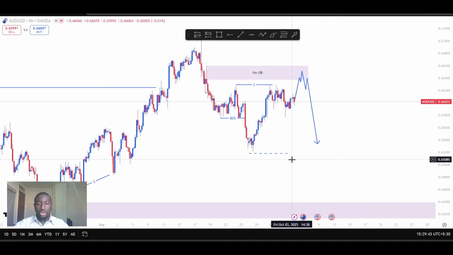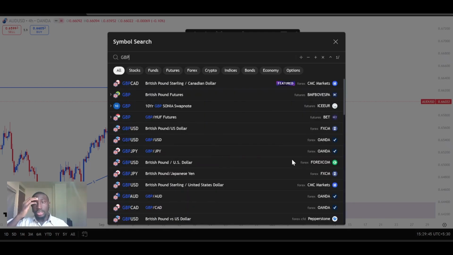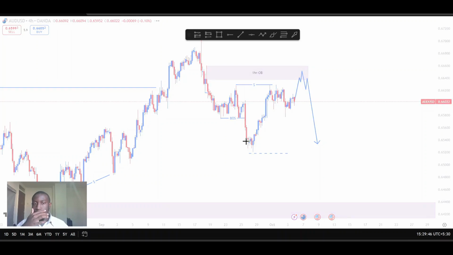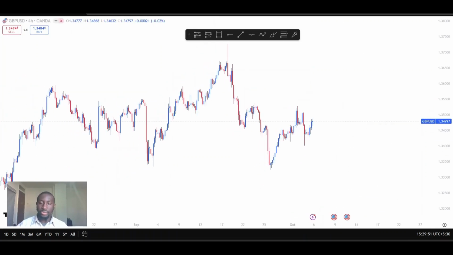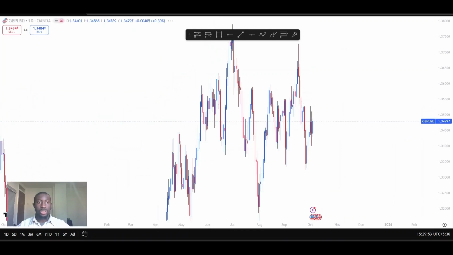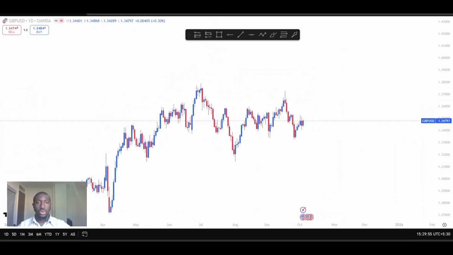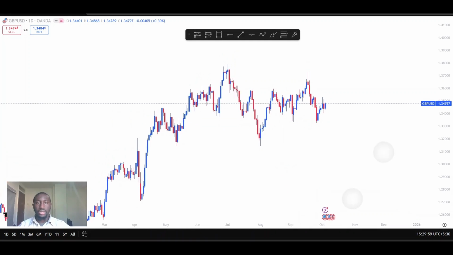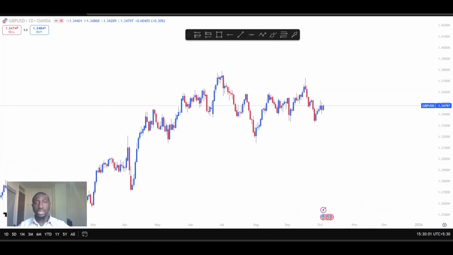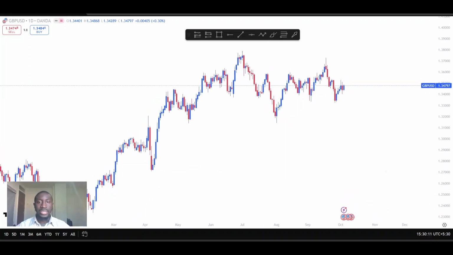GBP USD. Let me show you something. Now this is GBP USD. Let's go to daily time frame. I think with GBP USD, we understand what's happening here. If you see GBP USD, you see that yes, still an uptrend. You see AUD USD, GBP USD, Euro USD, they are moving the same way. Now they are all bullish.